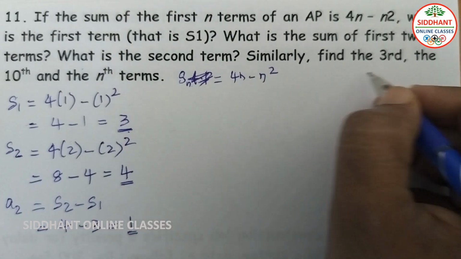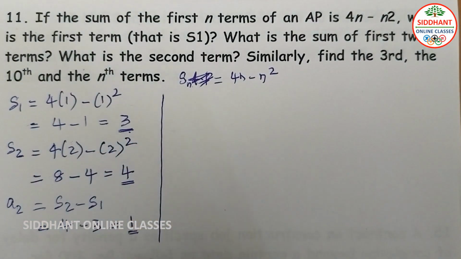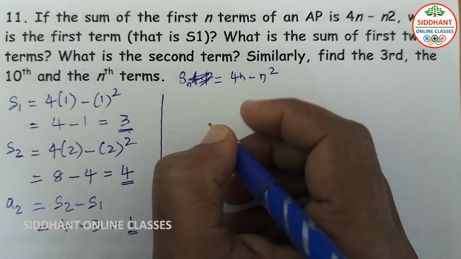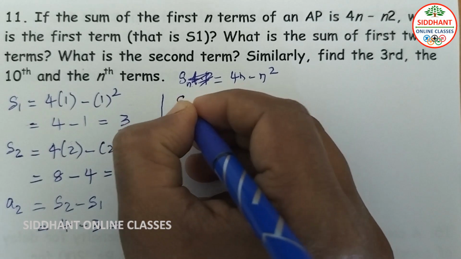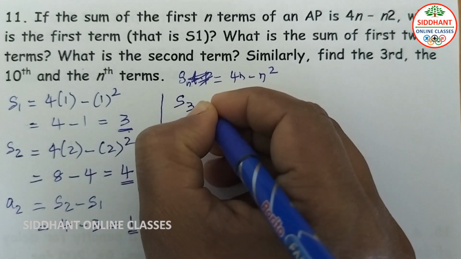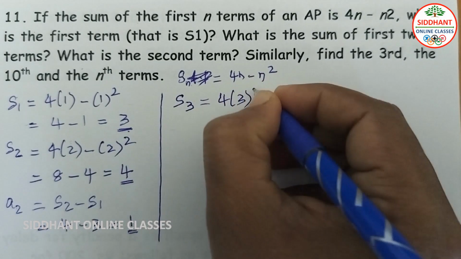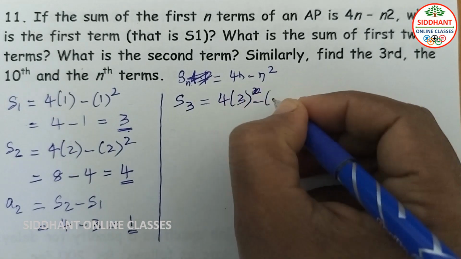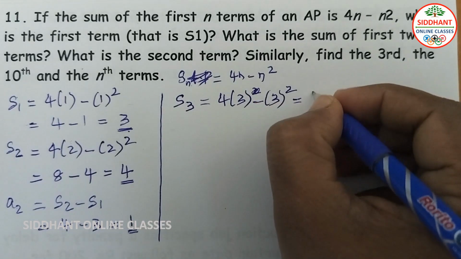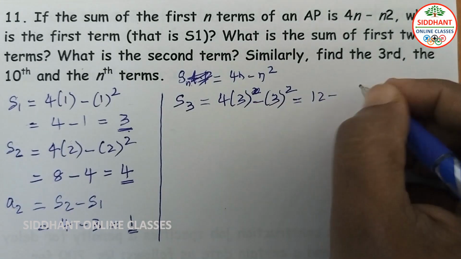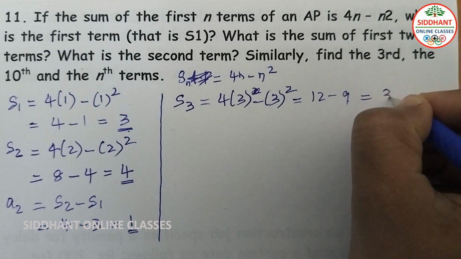Next they asked to find the third term. Third here in the sense, S3 we are going to see, which will be 4 into 3 minus 3 whole square here. So that equals 4 into 3, which is 12, minus 9 here. So that equals 3 here.